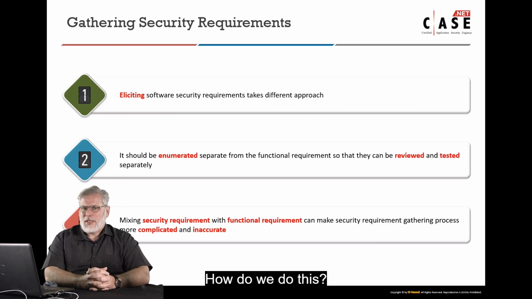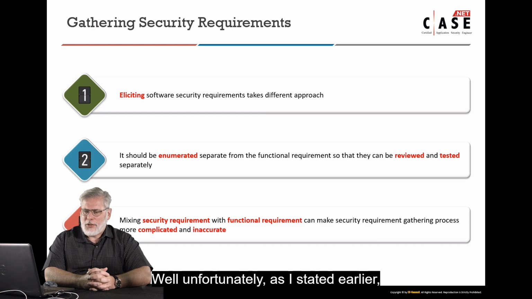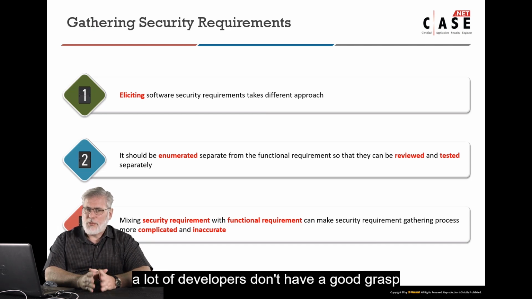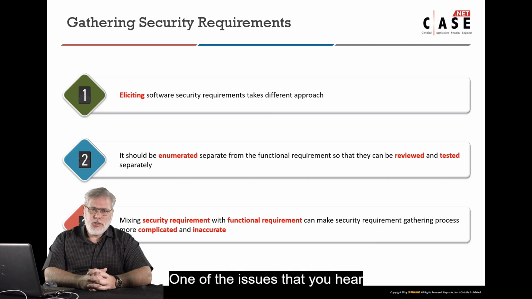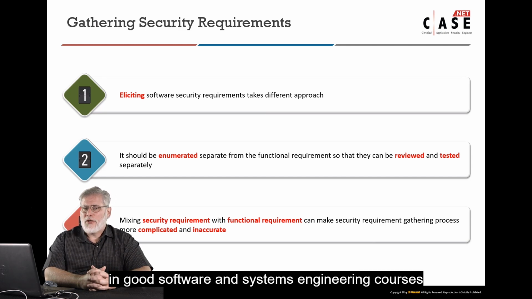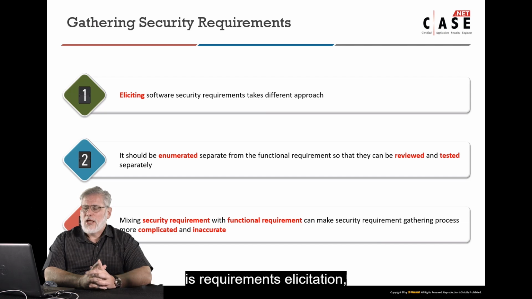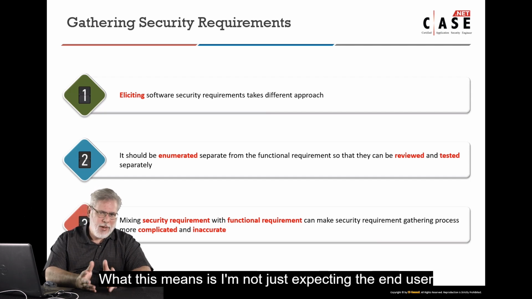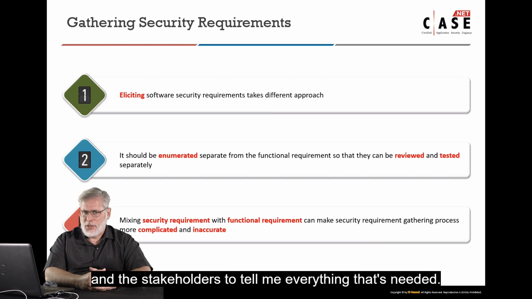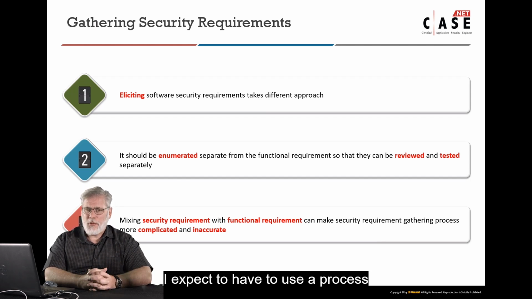How do we do this? Well, unfortunately, as I stated earlier, a lot of developers don't have a good grasp of requirements gathering. One of the issues that you hear in good software and systems engineering courses is requirements elicitation. And that's even more important in security requirements. What this means is I'm not just expecting the end user and the stakeholders to tell me everything that's needed. I expect to have to use a process to elicit from them their needs.